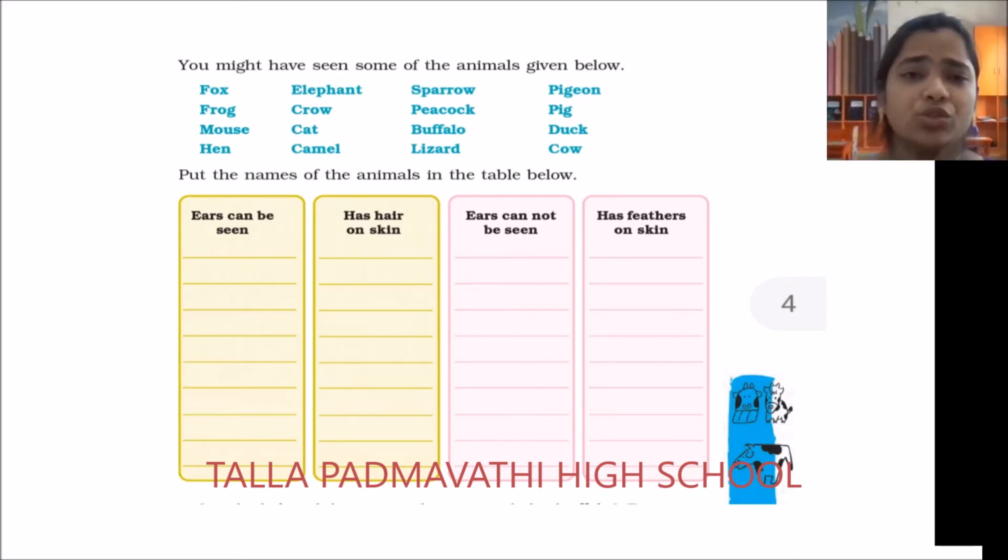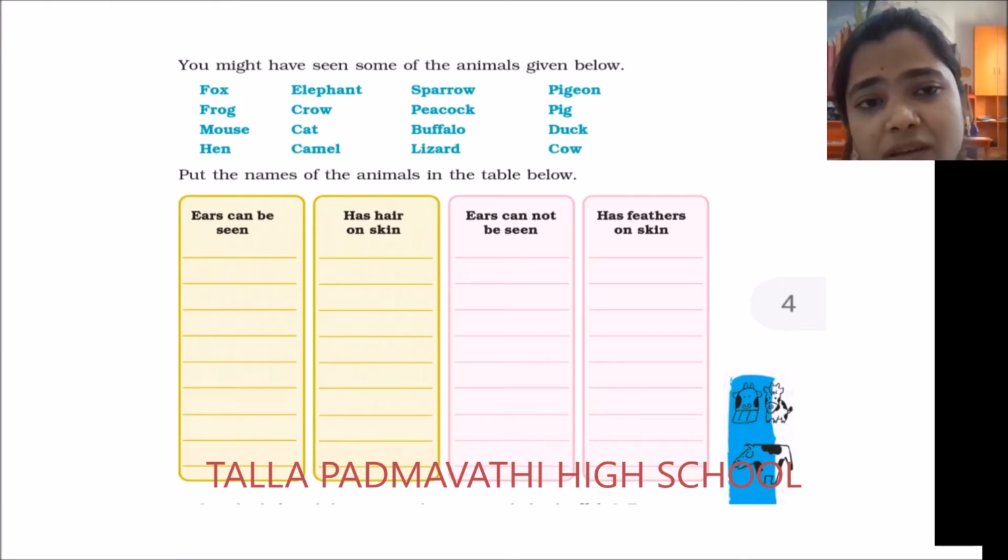So how we need to differentiate the animals and place them into a proper table below is: if ears can be seen among these animals, you need to write in the first column. Next, has hair on skin. If it is having hairs on the skin, you need to write in the second column. Ears cannot be seen, you need to write in the third column. Has feathers on skin, you need to write in the fourth column.